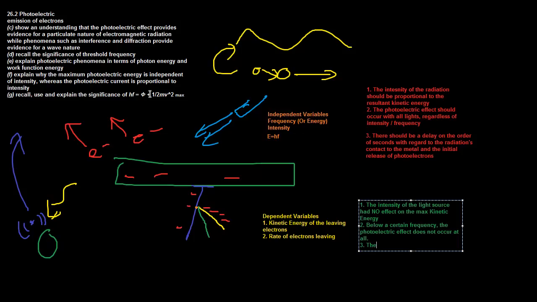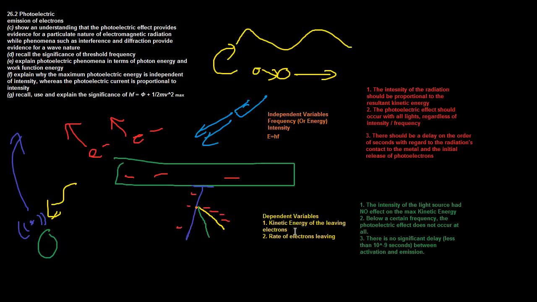And the last one is there is no significant delay, less than 10 to the power of -9 seconds, between activation and emission. And this is really strange as well. This is saying that the moment light hits the surface, electrons are immediately emitted, which doesn't make sense if light is a continuous source of energy. So all three of these experimental observations didn't support the idea that light was a wave.